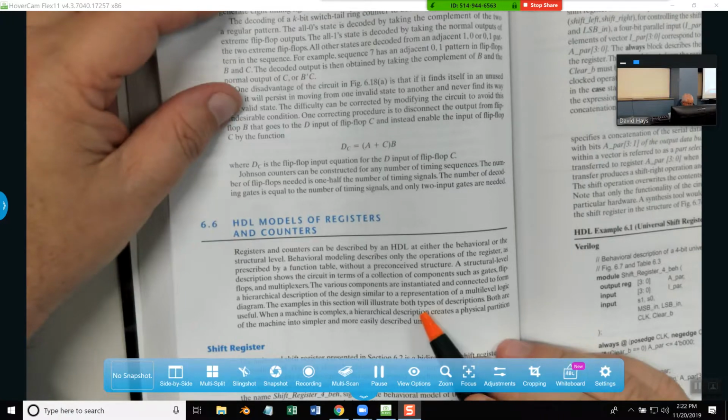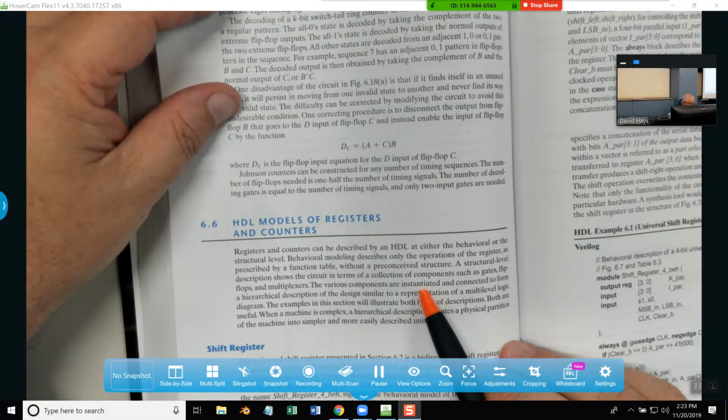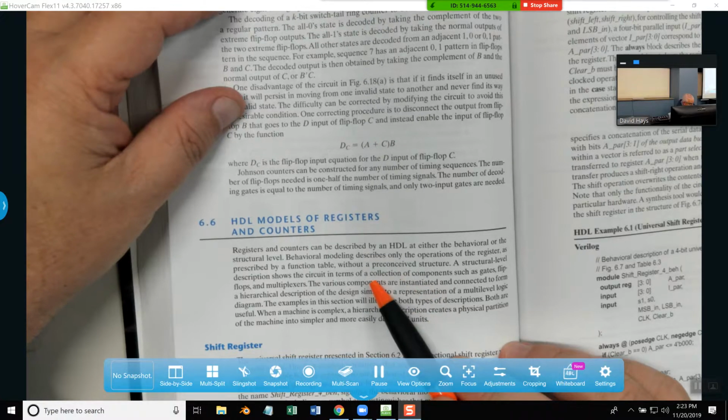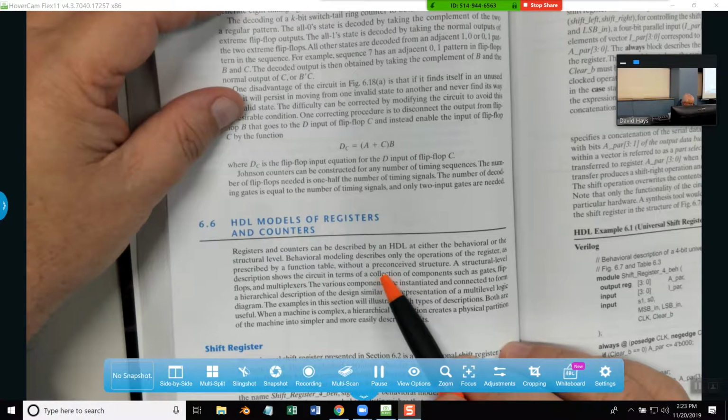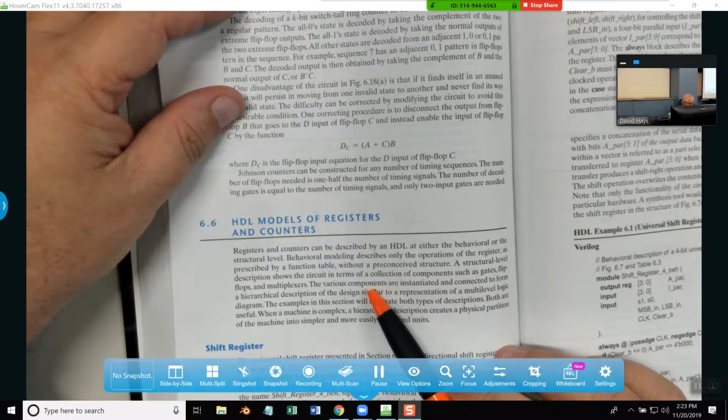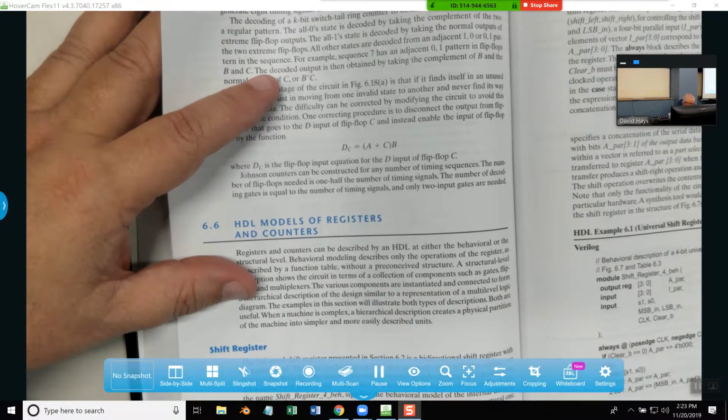The various components are instantiated and connected to form a hierarchical description. The design is similar to a representation of the multi-level logic diagram. Examples in this section will illustrate both types of descriptions. Both are useful. When a machine is complex, a hierarchical description creates a physical partition of the machine into simpler and more easily described units.